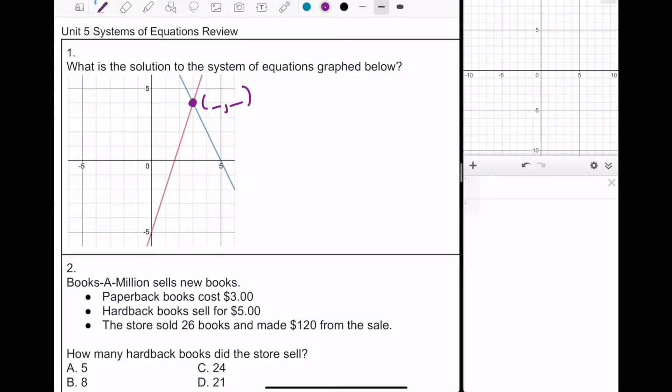And we first will look at the x value, so that would be 1, 2, 3. And the y value would be 1, 2, 3, 4. So the point (3, 4) is our solution.